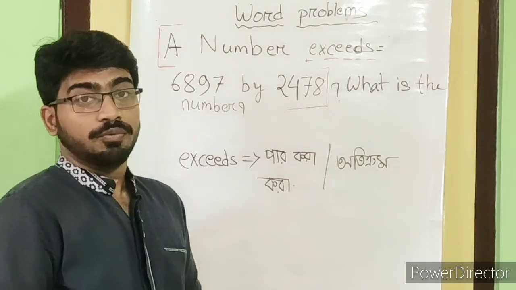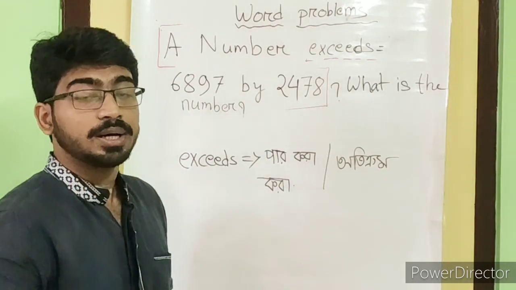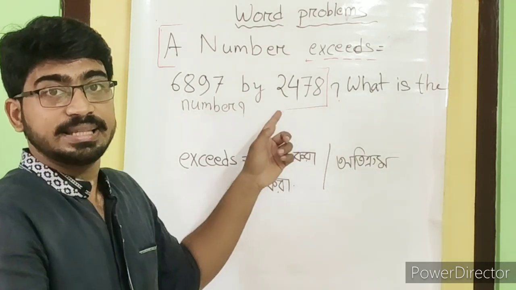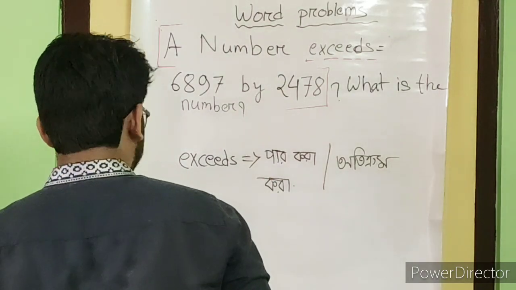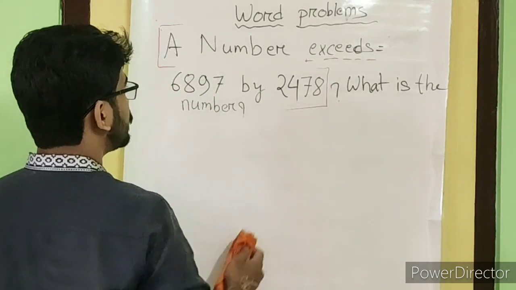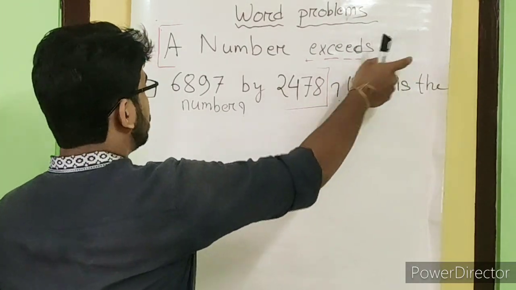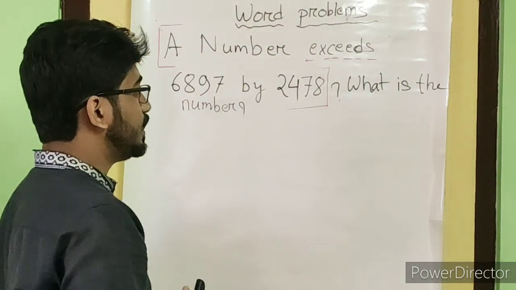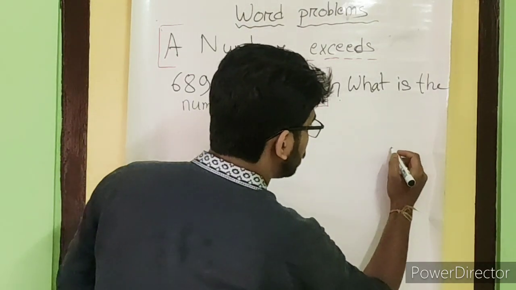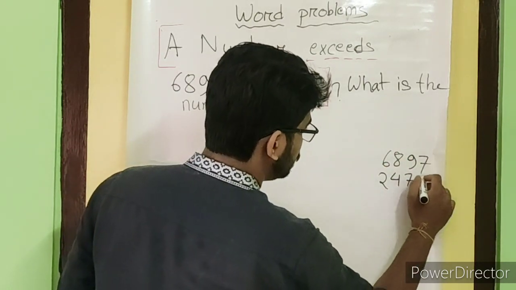With the help of this meaning, we need to find the clue, because only one line has been given to us. So the clue must be in this line, and the clue is exceeds by. Let's check it out. A number exceeds 6,897 by 2,478. We will write these two numbers here and use them later. First, we need to find the clue.